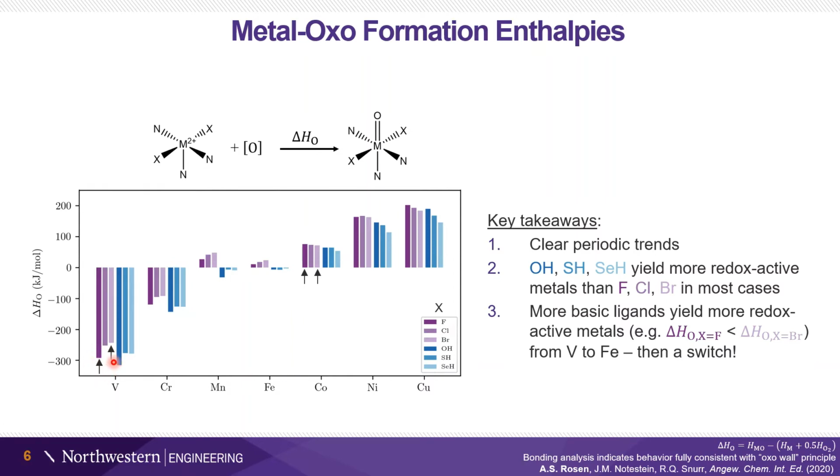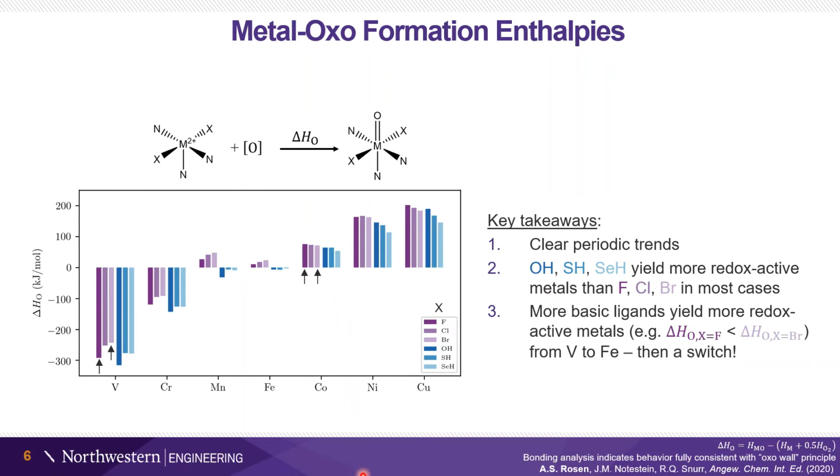For instance, the vanadium MOF with fluoride bridging ligands has a more exothermic value for the metal oxo formation enthalpy than the bromide and chloride bridging ligands. Again, the same trend holds for chromium and manganese, as well as iron. But there's a switch. At cobalt, nickel, and copper, what we see is that the more basic bridging ligands no longer tend to yield the more redox active metal centers. It's actually the opposite trend.